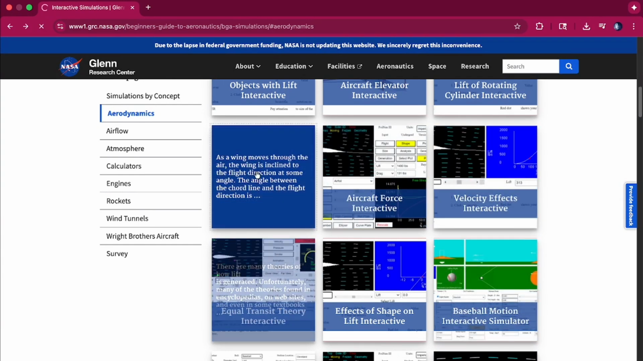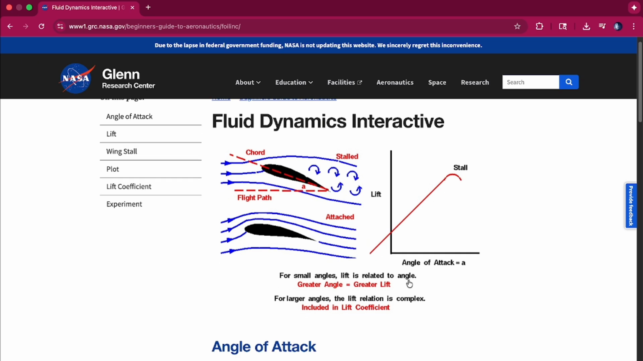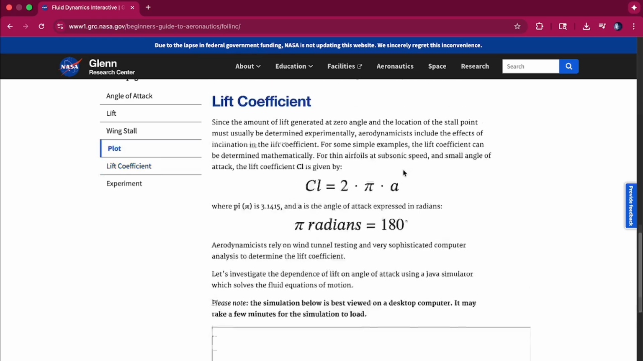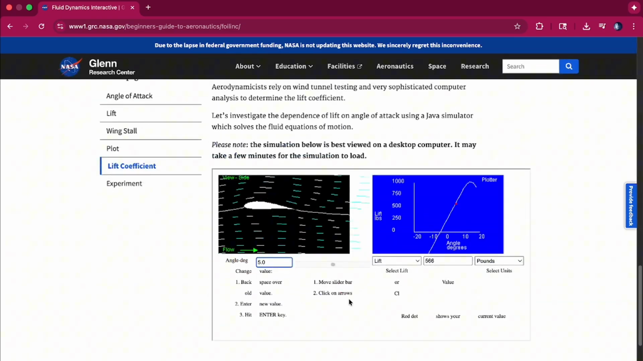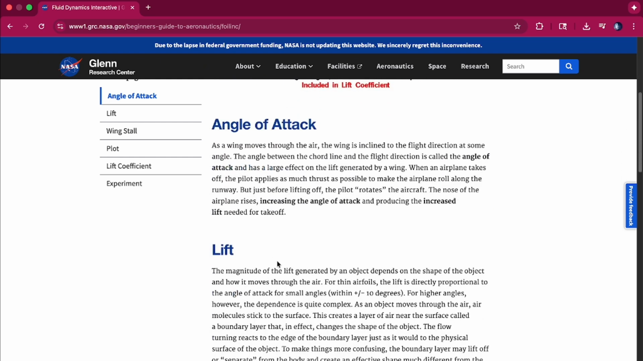Fluid dynamics. Let's take a look at this one. Oh yeah, this is something I showed you guys, the relationship between lift and stall. Angle of attack: the greater the angle, the greater the lift. For larger angles, the lift relation is complex, but at small angles, lift is related to the angle. You see there's a flight path, chord, stall, lifts, attached. If you increase the angle of attack, you increase the lift.